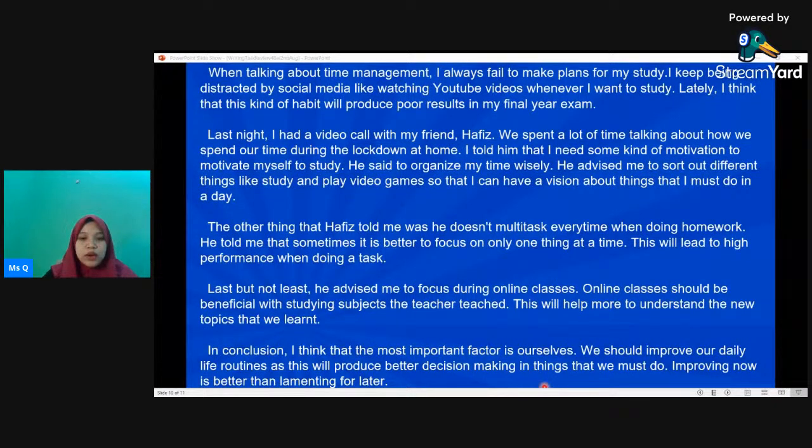What happened in this write-up is that this candidate is just mentioning lesson one. Oh sorry, this one is lesson two. This one is lesson one. And this one is lesson three.